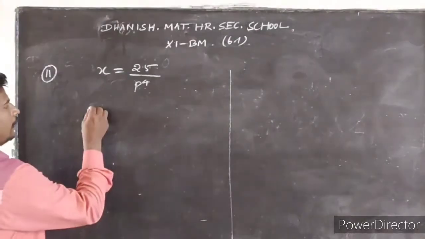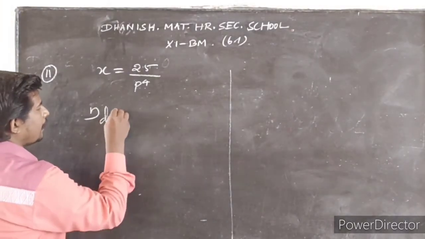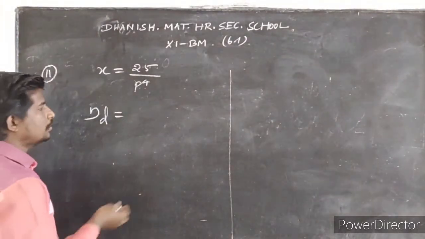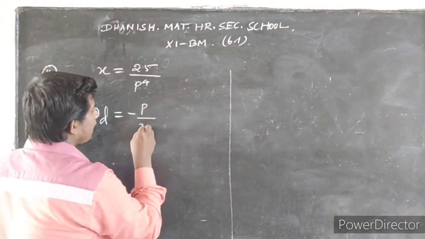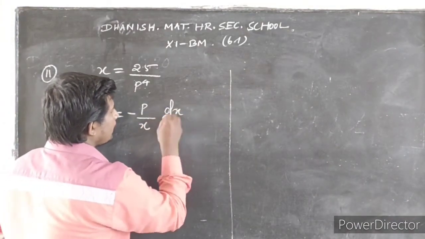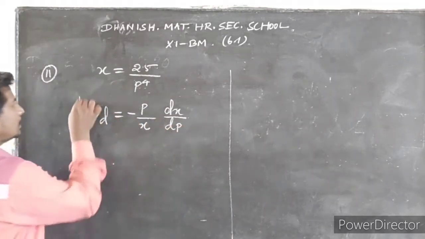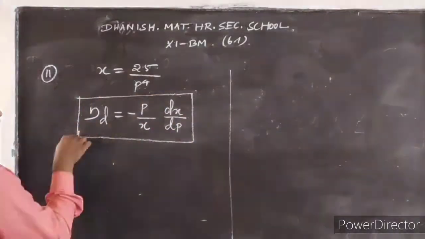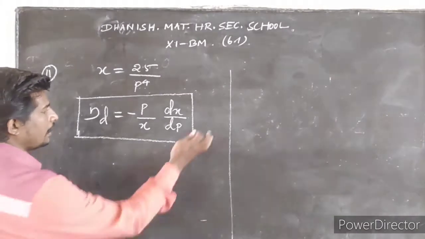As we know, the elasticity of demand equals minus p by x into dx by dp. Here we are going to use this formula for our required answer.